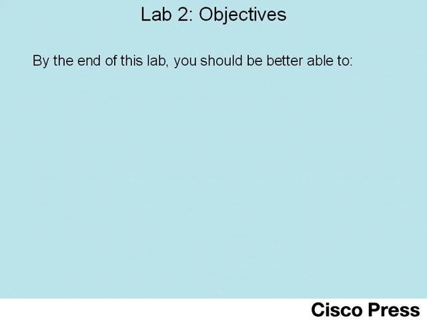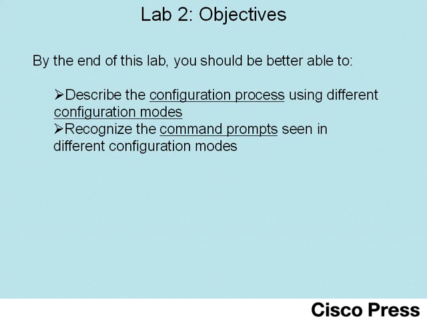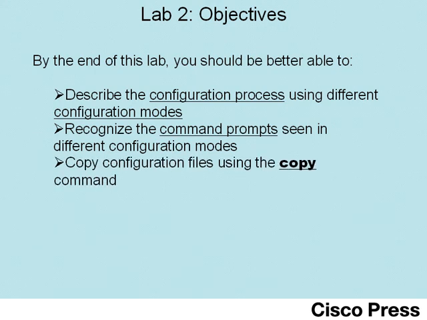The first two relate to the configuration process. So by the time you're done with this lab, you should be able to describe the configuration process and how configuration mode uses several configuration submodes. You'll also be able to recognize several of the different configuration submodes based on the command prompts that identify those modes. The third objective relates to the copy command. We'll talk about how to use the copy command to copy different configuration files inside a router and how to see the contents of those configuration files.